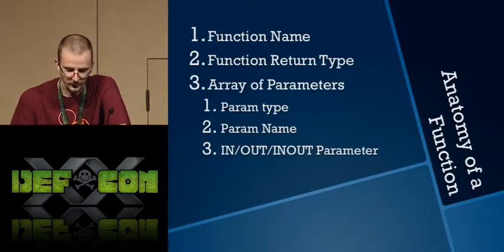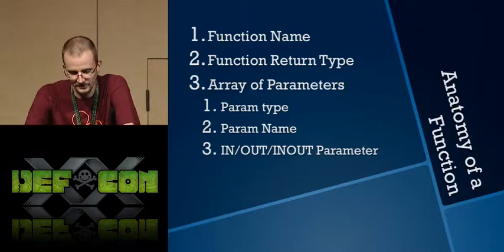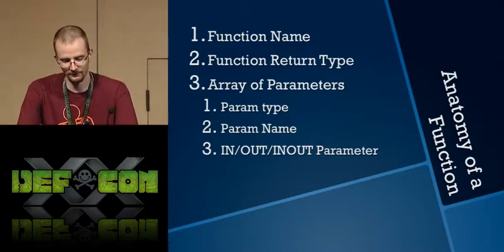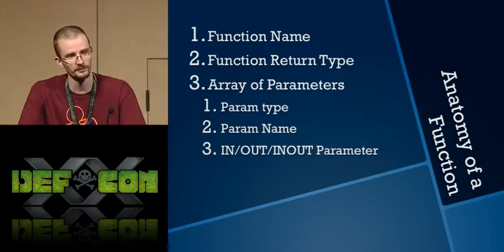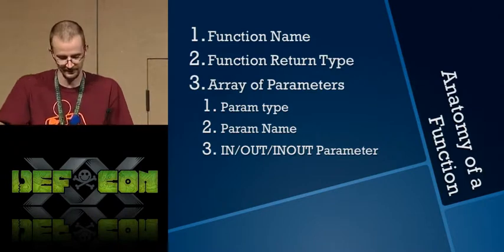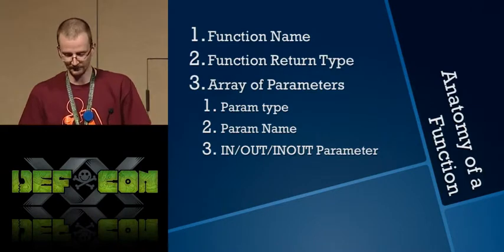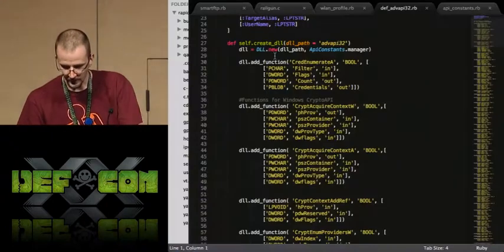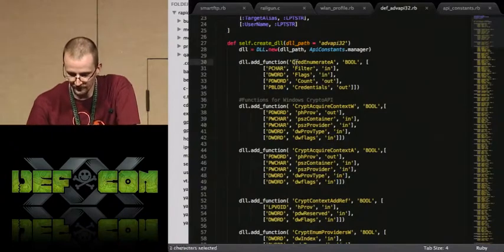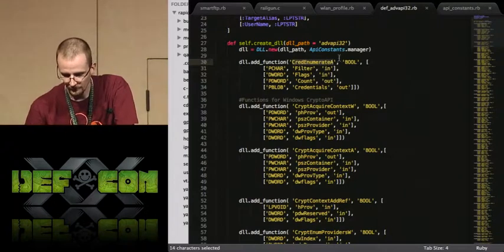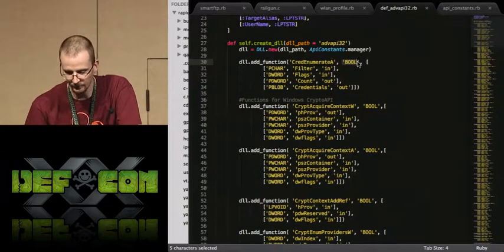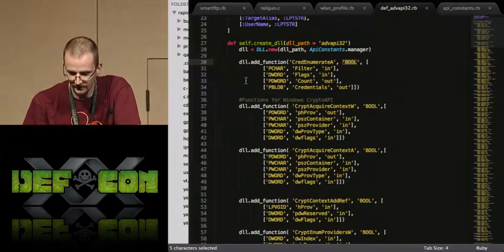So the basic anatomy of the function definition is that we have a function name, what type of function it is, basically what type of return value it has, and then we pass in an array of parameters. So this is the name of the function. Then we have our type. So this is a Boolean. It returns true or false. And then here's our array of parameters.